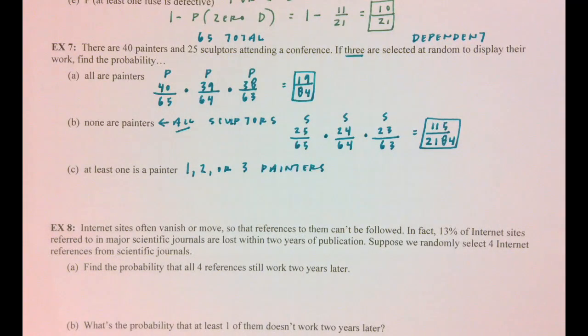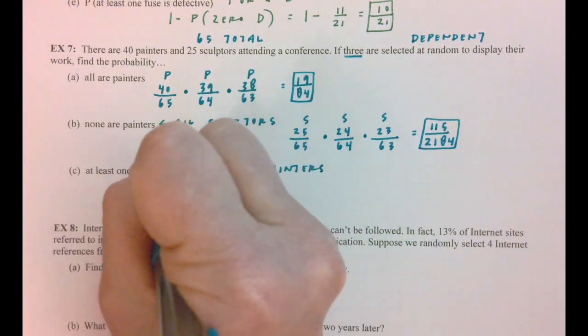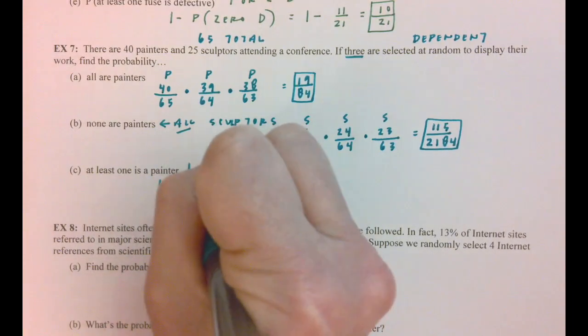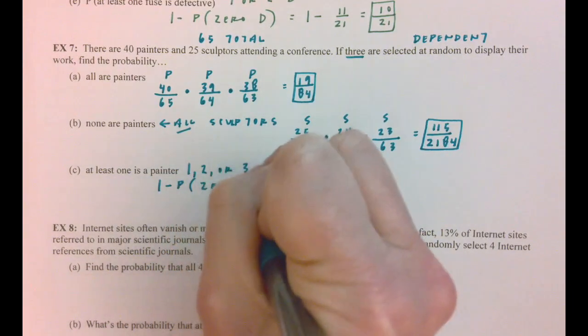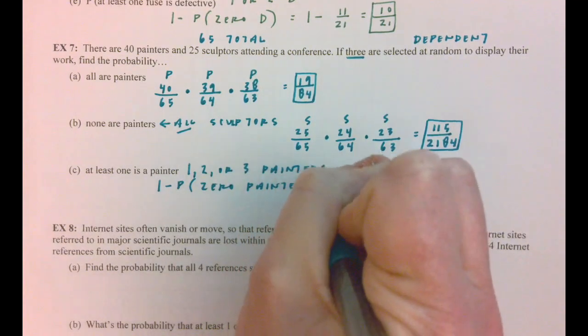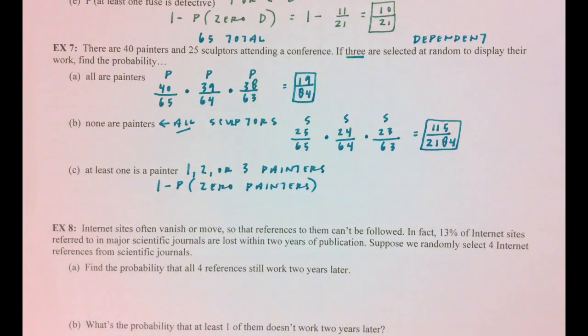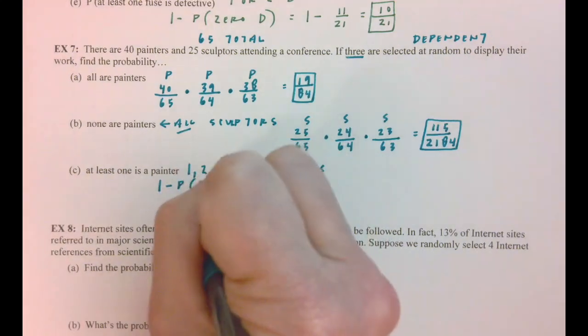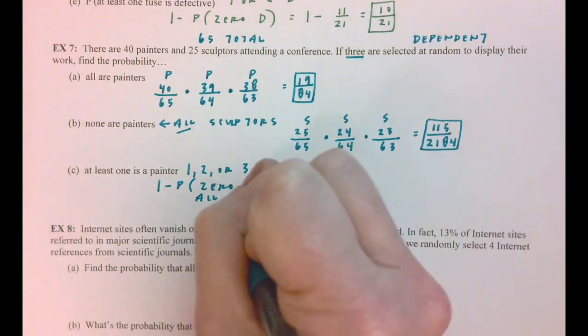Okay, well, that's a lot of work. I don't want to solve for all those individual probabilities and add them up. I'd rather take the easier path. I'd like to go through the complement. So 1 minus the probability that 0 are painters. That none are painters, right? It means the same thing as saying all are the other option.